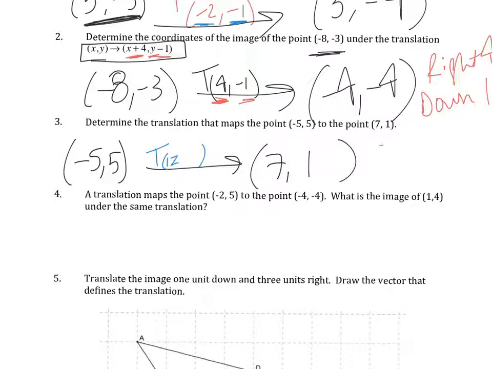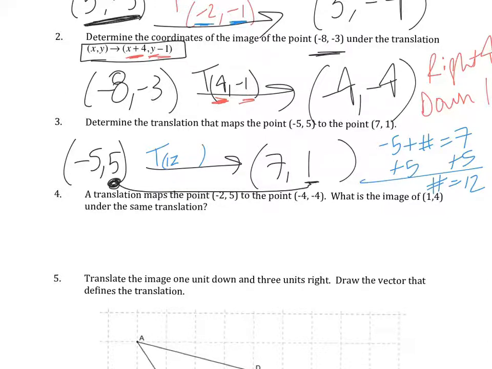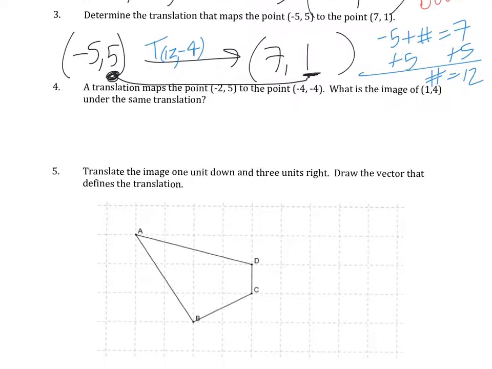So think about that for a second. -5 plus some number is equal to +7. If I added 5 to both sides, I would realize that that number must be equal to 12. It's a little bit easier with the y coordinates. If I was at 5, but now all of a sudden I'm at 1, I must have subtracted 4. So it would be 12, -4, which is the translation. So in that case, we were trying to come up with the translation, a little bit different than if they gave us the translation. The next one takes that one step further.